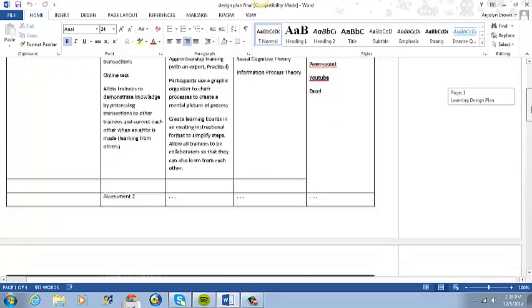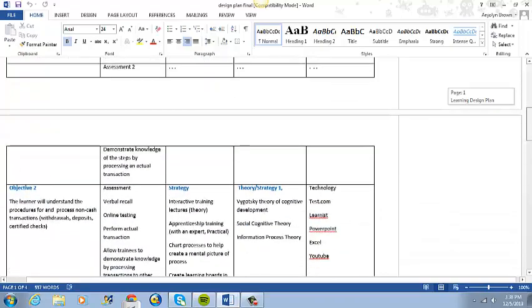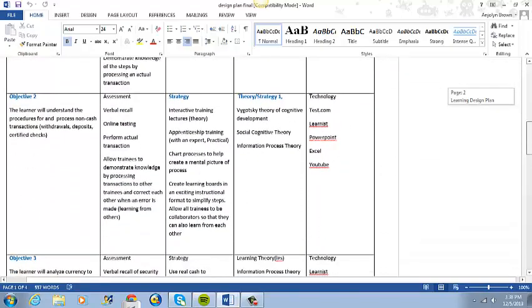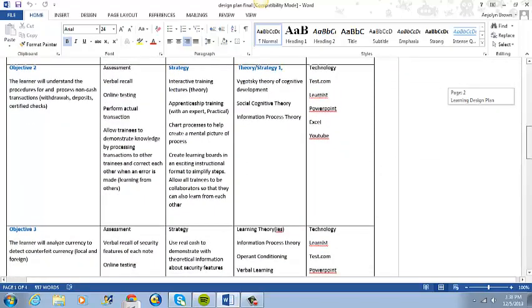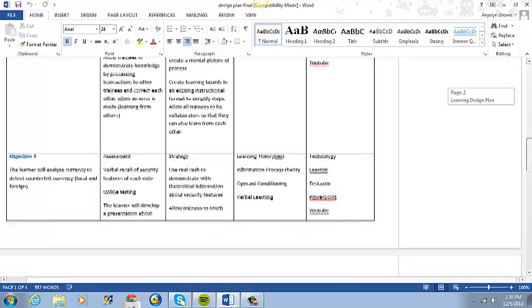For objective number two, the information to achieve objective number two is similar to objective number one. The only difference is that number one is cash and objective number two is non-cash.